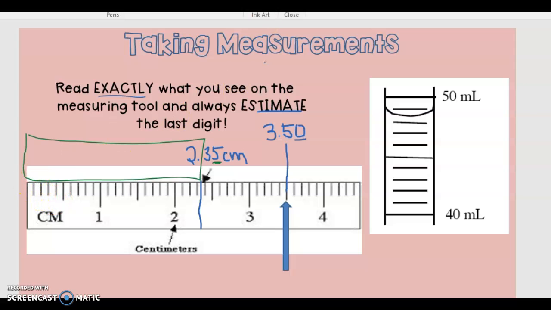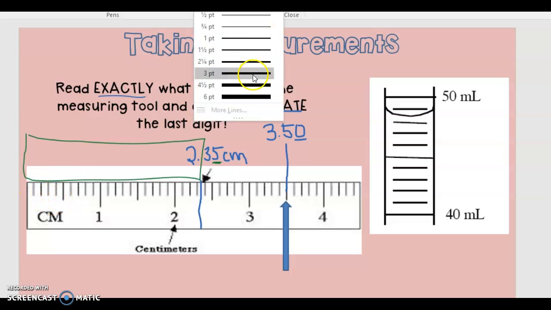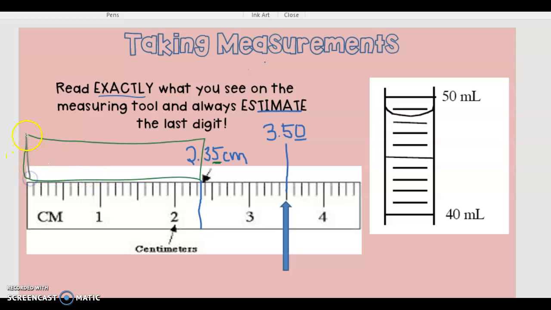If the object, so let's say my object, falls all the way over here and ends right here. Again, I can read 1 centimeter, 2 centimeters, 3 centimeters directly on my measuring tool. I can read 3.1, 3.2, 3.3, 3.4, 3.5. So I can read 3.5 exactly on the measuring tool. And my last estimated digit, since my object falls directly on a tick mark, my estimated digit would be 0.